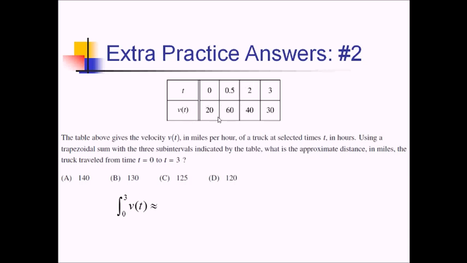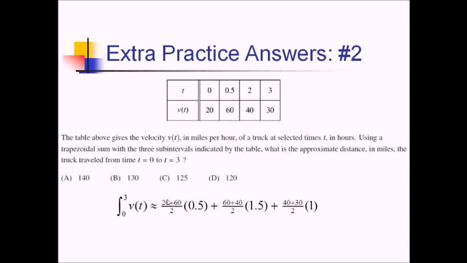Since we don't have the exact function for v, we have to use our trapezoidal rule here. So we're going to have (20 plus 60) over 2 times a height of 0.5. Next trapezoid, we've got (60 plus 40) over 2, height of 1.5. And finally, (40 plus 30) over 2 times a height of 1. Now, this would be good enough if it were a free response problem, but it's multiple choice, so we actually need to simplify these.